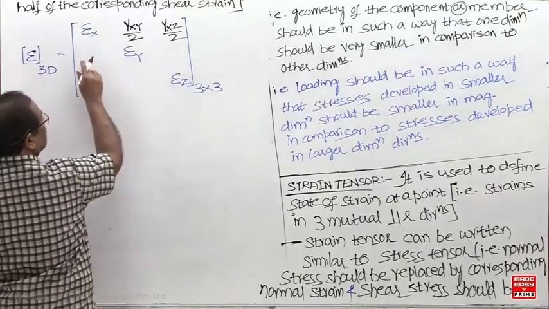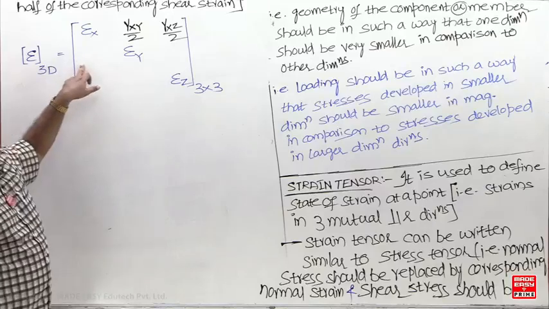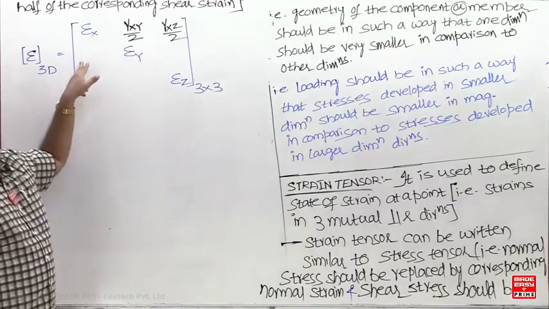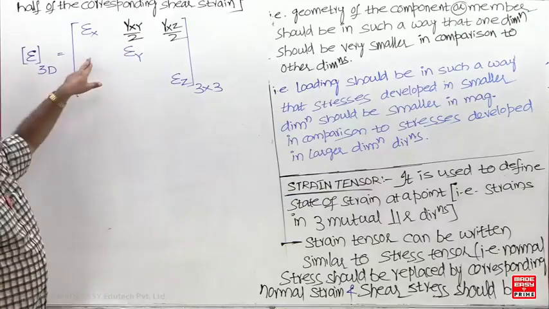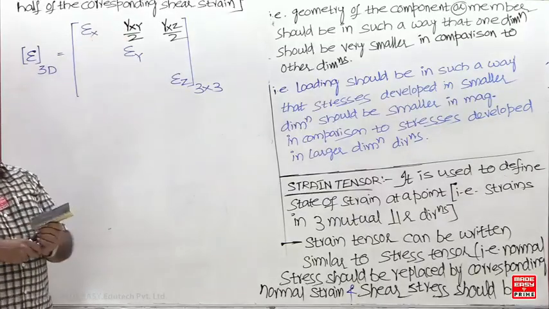And here what do you write? Here I write gamma yx by 2. But once again, complementary shear strains are equal and opposite. Actually I write gamma yx by 2, but complementary shear strains are equal and opposite.